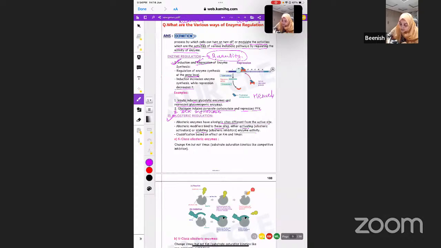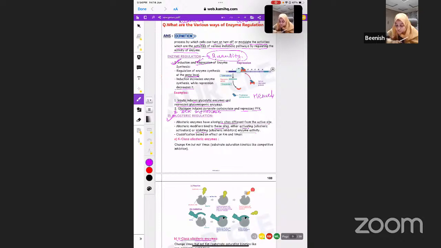So what is it trying to say? That apart from the active site, there is another site which is known as the allosteric site. And to these allosteric sites, modifiers are going to bind. Now these modifiers can either be positive modifiers, that is they increase the activity, or negative modifiers, that is inhibitors, which decrease the activity of the enzyme. Now they are classified into K class allosteric enzymes or V class allosteric enzymes based on Km and Vmax values.